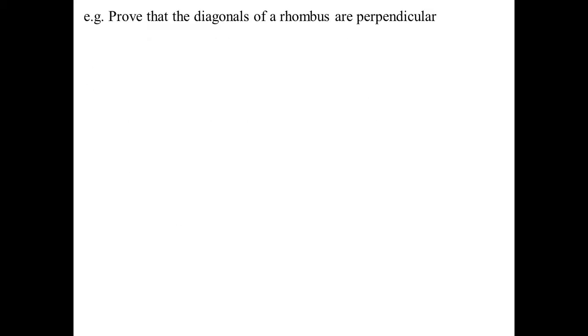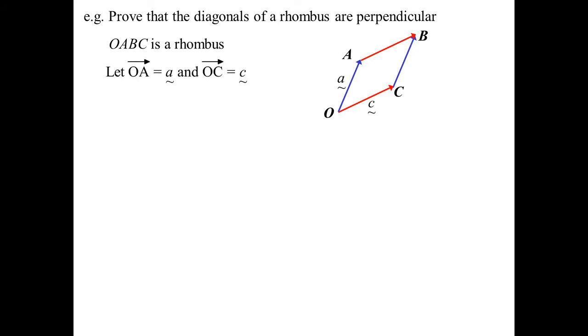So let's look at a couple of examples. We're going to prove the diagonals of a rhombus are perpendicular. So OABC. Notice conveniently I've made the vertex down the bottom there, I've called it O to really highlight that I'm going to use that as the origin. I'm basically going to label all of the position vectors. So OA is a position vector, I'm going to call it A. OC is a position vector, I'll call it C.